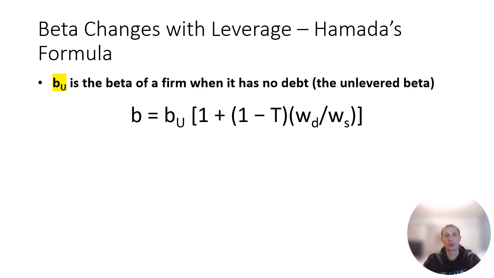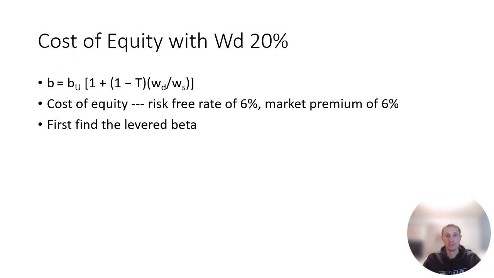Okay, so let's work through a scenario. We have cost of equity with debt of 20%. So the company has 20% debt. What is its then cost of equity?